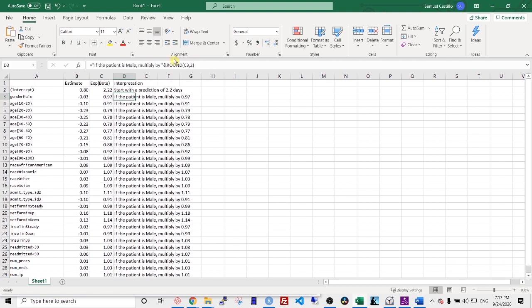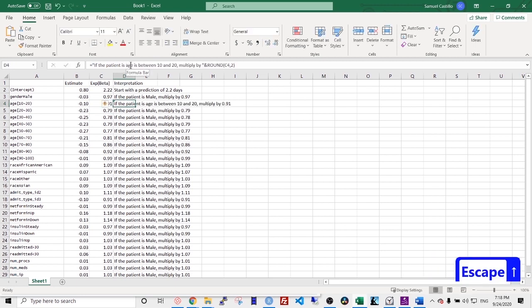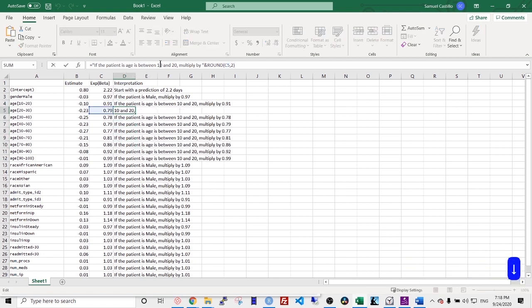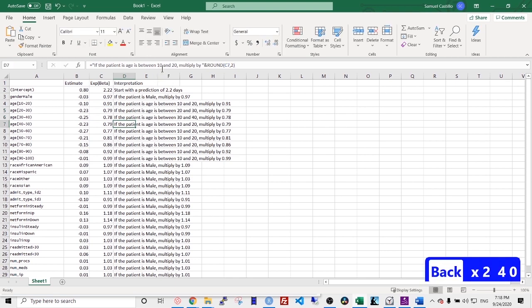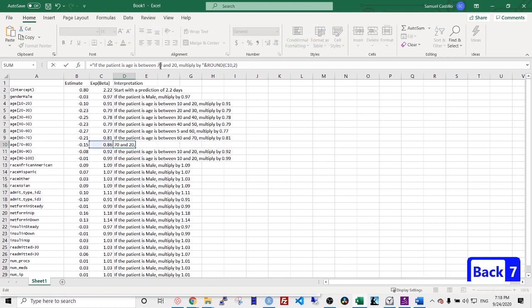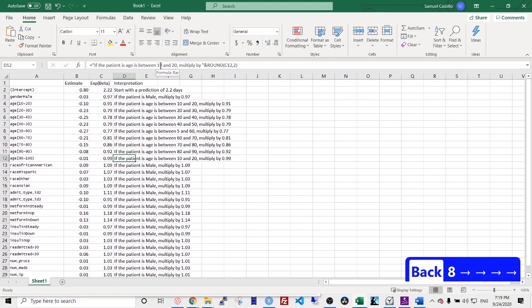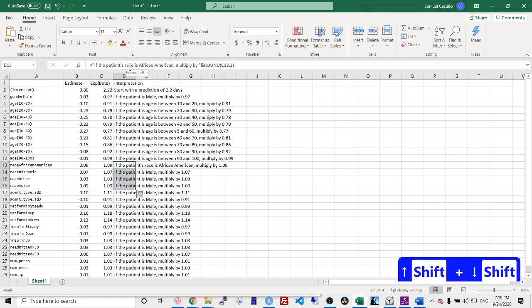So if the patient is male, if the age is between 10 and 20, if the age is between 20 and 30, and this will never be automatic. There will always be customization here, so don't spend too much time trying to make a perfect formula. And then 40 to 50, 50 to 60, 60 to 70, 70 to 80, 80 to 90, and then finally 90 to 100. And then if patient's race is African American, do this for the race variables.